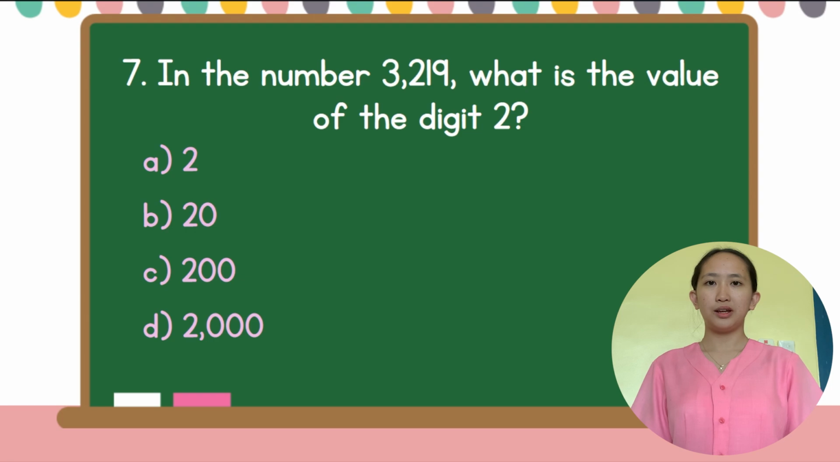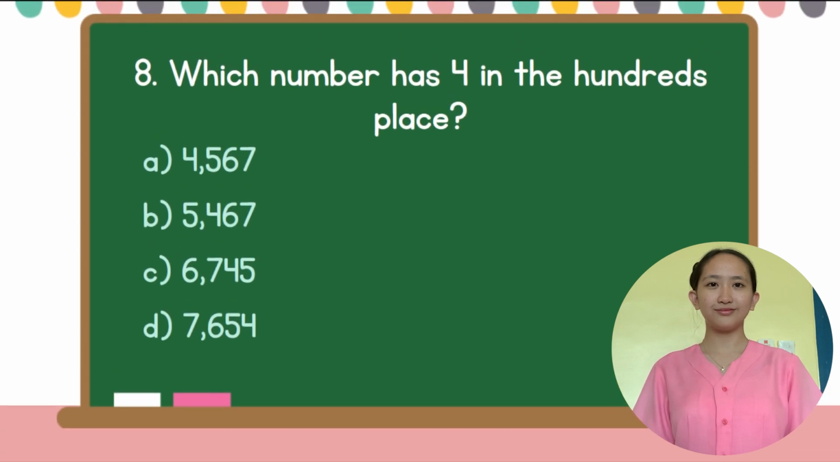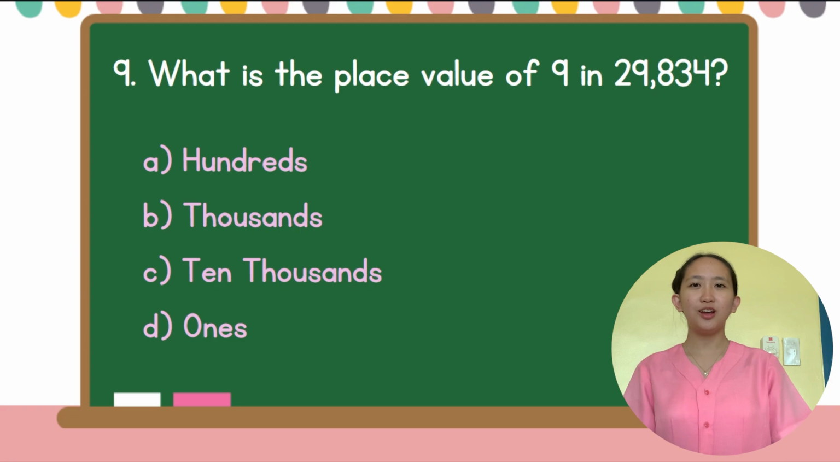Number 7. In the number 3,219, what is the value of the digit 2? A. 2, B. 20, C. 200, or D. 2,000. For our number 8, which number has 4 in the hundreds place? A. 4,567, B. 5,467, C. 6,745, or D. 7,654. For our number 9, what is the place value of 9 in 29,834?